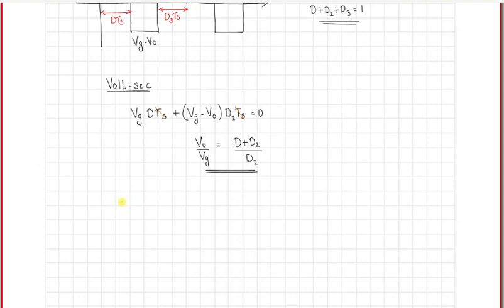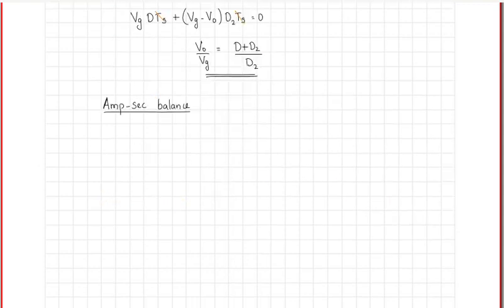So in order to simplify this relation and eliminate d2 from here, we can use the amp-second balance principle, just like how we have done for the buck converter case. In most of these converters, we will see a few more converters, the main philosophy of analysis remains the same. So you apply volt-second balance, get a relation, then use amp-second balance, get another relation, and then you can play around with them, substitute in different forms, and you can obtain the desired parameter or desired variable.